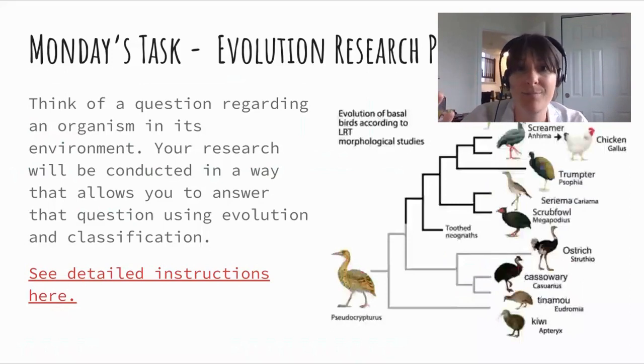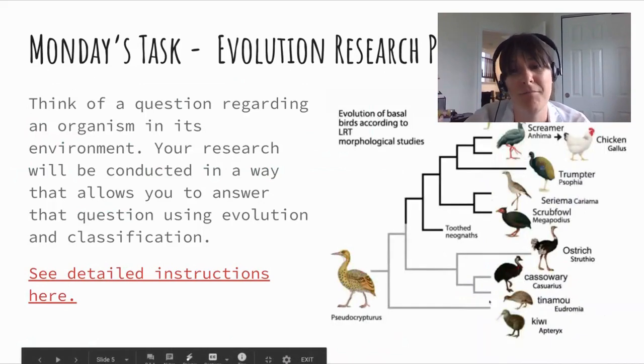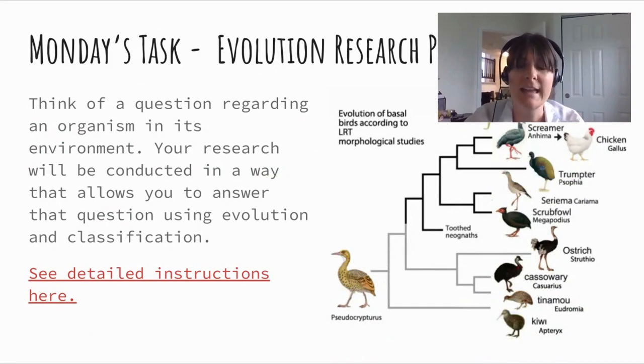So, for example, I'm super interested in flightless birds. Kiwis are one of the most interesting birds to me. It's like, what's the point of being a bird if you can't even fly? So I might ask a question like, how is being flightless advantageous to a kiwi bird? In asking that question, I would need to do research about a kiwi, about its evolution, about its environment, and all of that together could be my evolution research project.